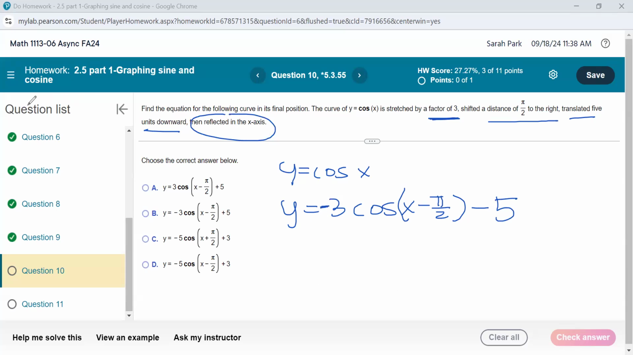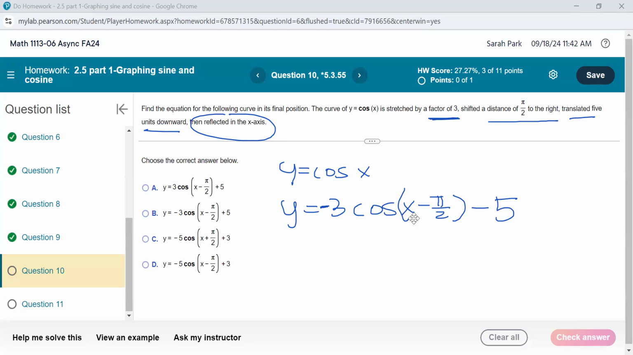And so let's actually see. I'm not seeing a translated 5 units downward. So let's see. This one's a little tricky because I don't see the answer that I have.